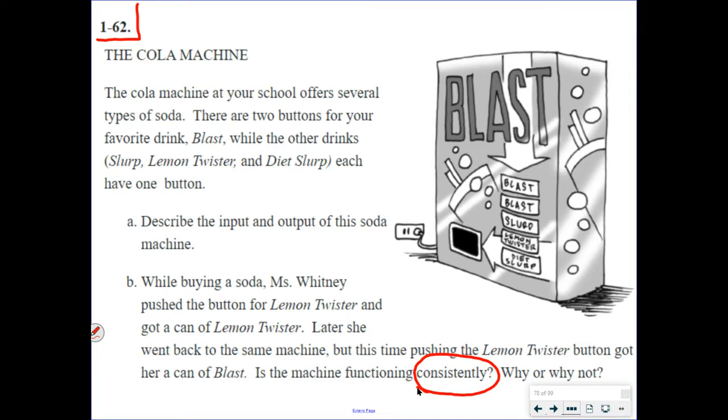Okay, so is the machine functioning consistently? And the answer is, no, it's not. I mean, we pressed Lemon Twister and got Lemon Twister. That's great. But then at the same time, a little later, we pushed the same button and got a different result. We got Blast instead. So the machine is not working consistently. Consistently means it should give you the same thing every time. Okay? If you didn't have that, make sure you fix that, and then we'll move on.